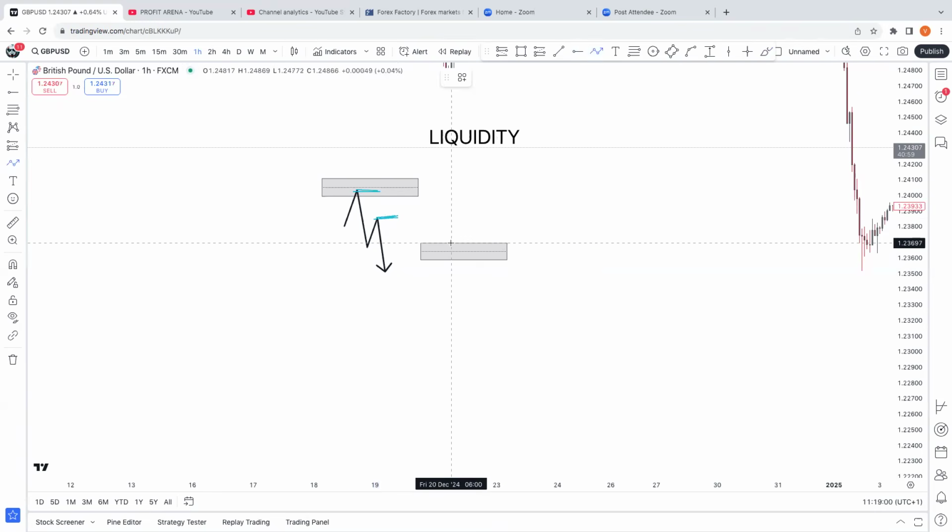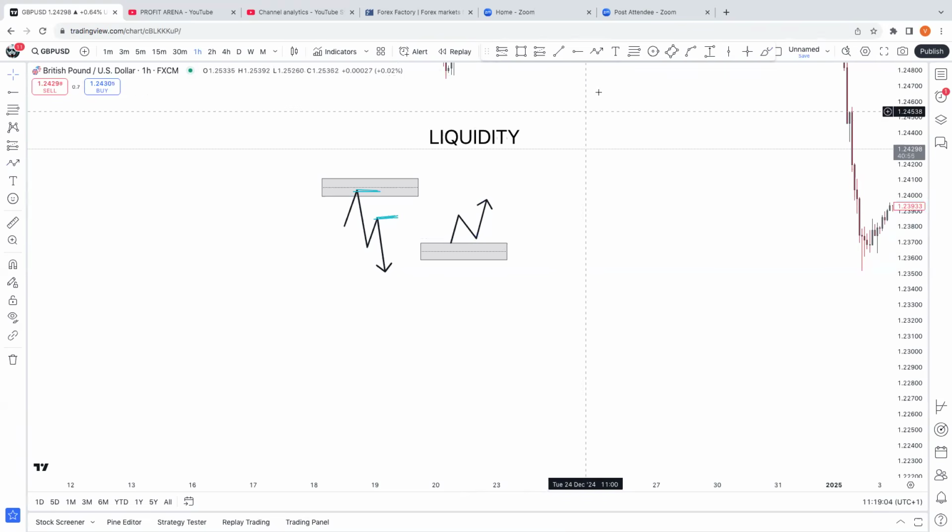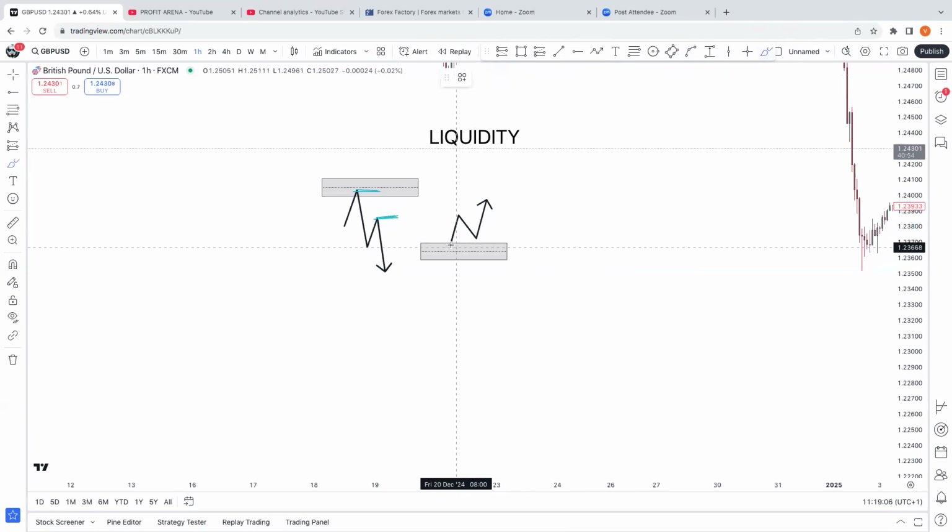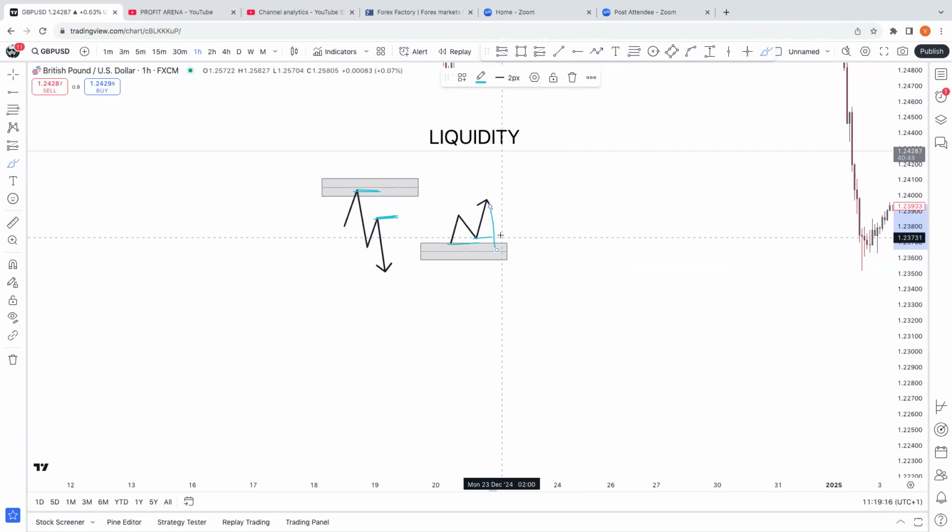Now, when the market is trending upwards this way, below each of these lows is somebody's stop loss. So that's liquidity, somebody's stop loss. It means if the market decides to take out this liquidity, a trader somewhere has lost money. And that's liquidity. That person has become liquidity. That person has provided liquidity for the market.